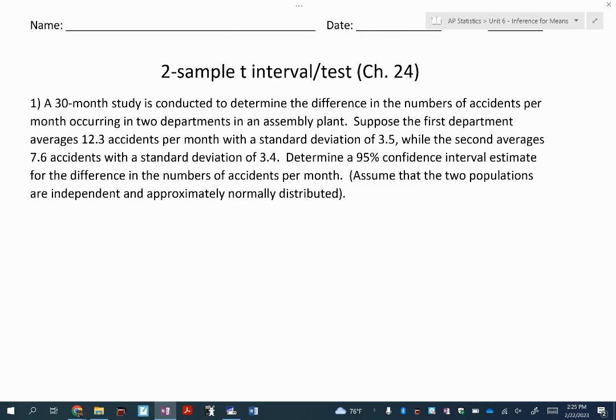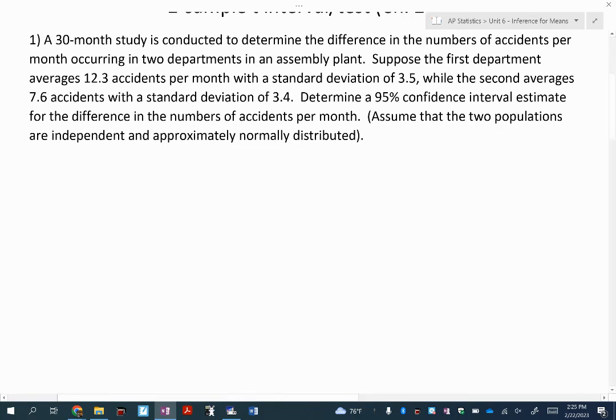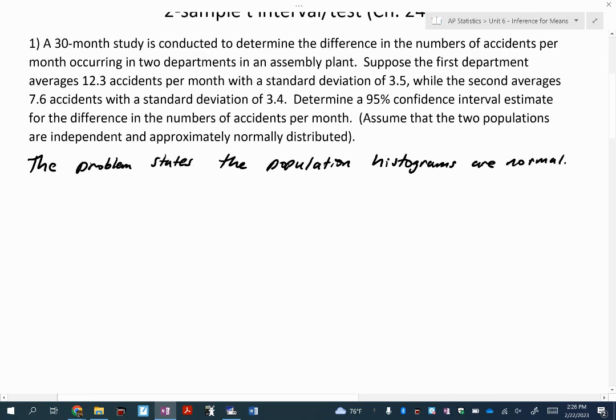Correct. All right. So I heard, Victor, you said assume. What are we assuming first? What would you like to assume first? Oh, you want to just go straight to this? Okay. So you can do that. So I'm going to assume, this is where I would say the problem states the population histograms are normal. Otherwise, I'd have to assume that they are.